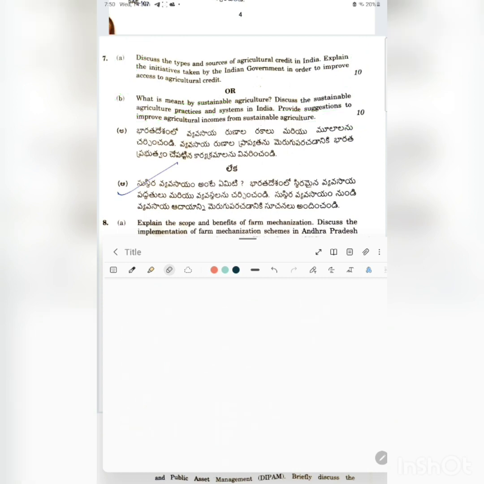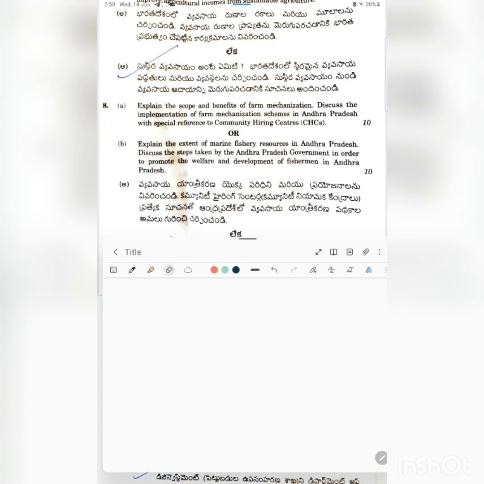Next question is: explain the scope and benefits of farm mechanization. Discuss implementation of farm mechanization schemes in Andhra Pradesh with special reference to community hiring centers. And the second question was: explain the extent of marine fishery resources in Andhra Pradesh. Discuss the steps taken by the Andhra Pradesh government to promote welfare and development of fishermen in Andhra Pradesh.